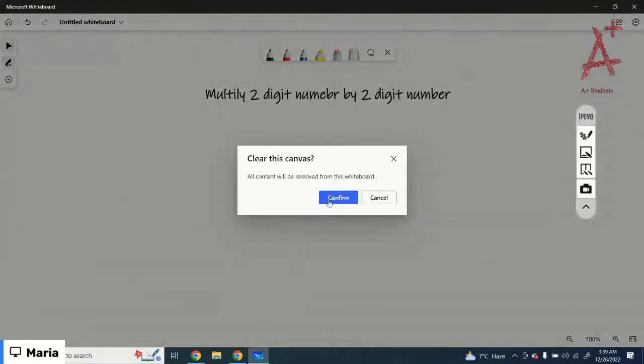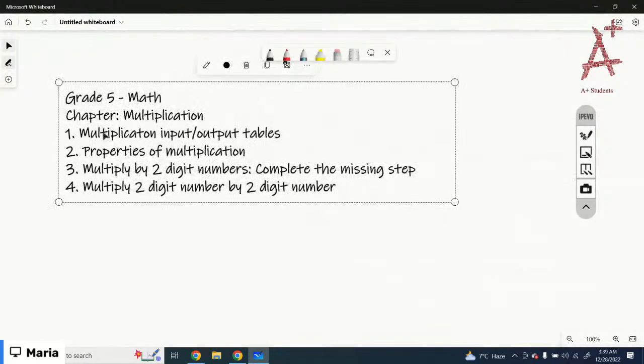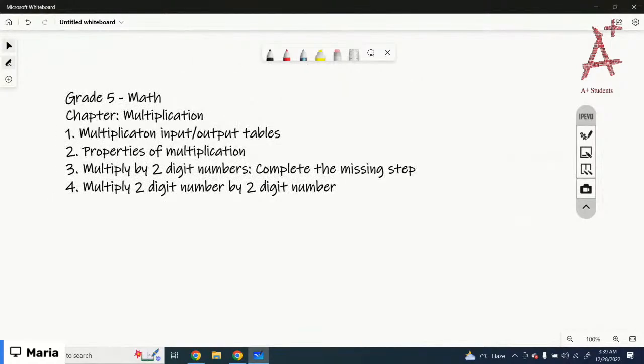Okay, you can complete the test by yourself later today. So here is the list of the lessons we have covered today. We are working on the chapter multiplication. The lessons we just did are multiplication input output tables, properties of multiplication, multiply by two-digit numbers, complete the missing step, and multiply two-digit number by two-digit number. If you have any question, you can ask. I'm here to answer all your questions if you have any.